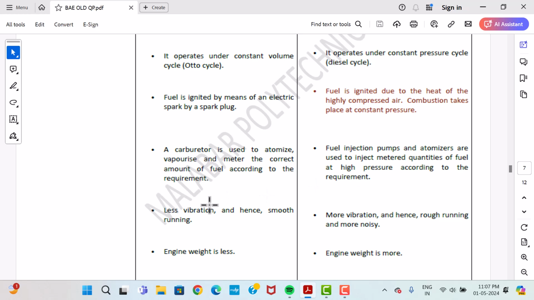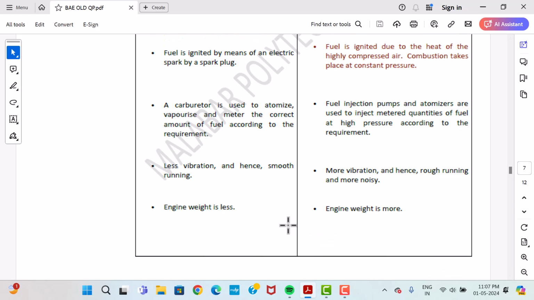In the case of SI engine, there is less vibration and hence smooth running. Because the combustion is less, there will be less vibration and smooth running. But in the case of CI engine, the combustion is high, so there is more vibration, and the running is more noisy.